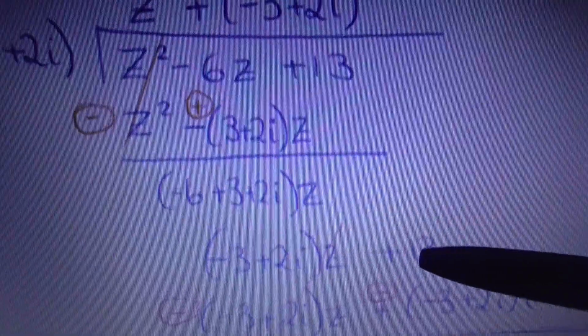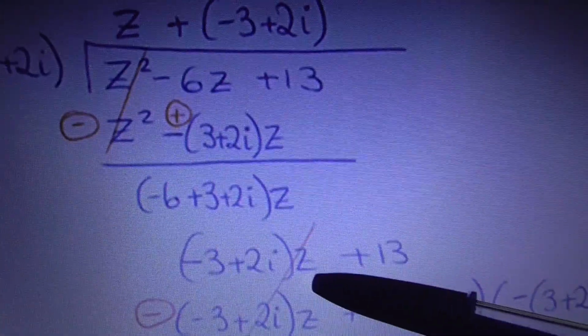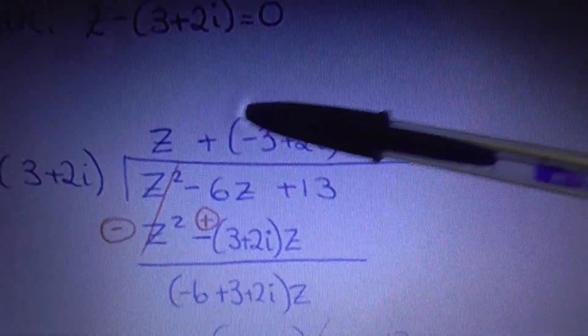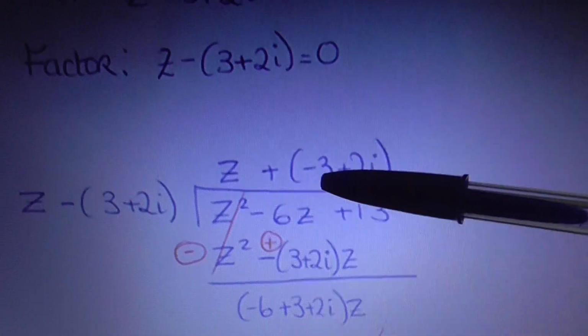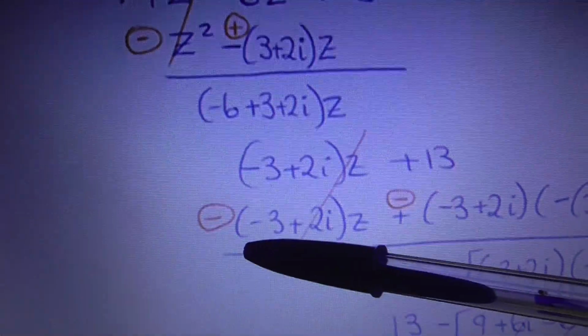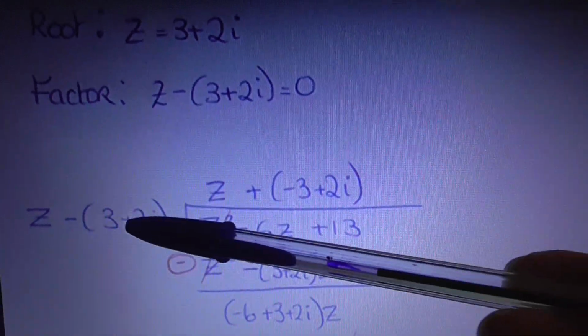And I bring down my 13. Start dividing again. Z goes into this minus 3 plus 2i times. I'll keep it in a bracket up here. I'm now multiplying that bracket back out. So the bracket by z is the bracket times z, and then it's going to be the bracket multiplied by minus that bracket.